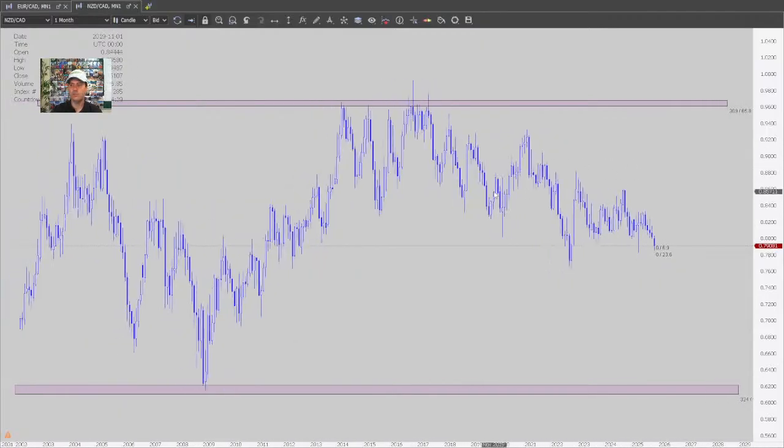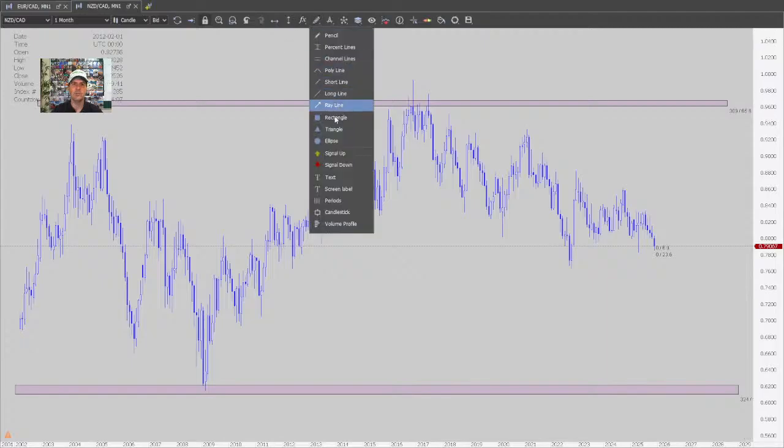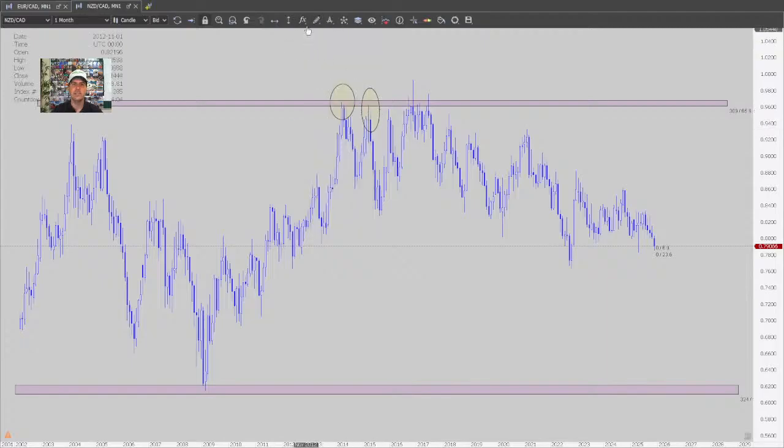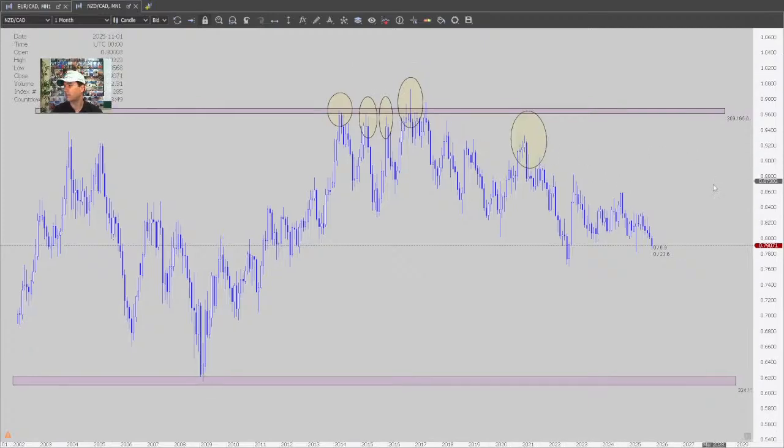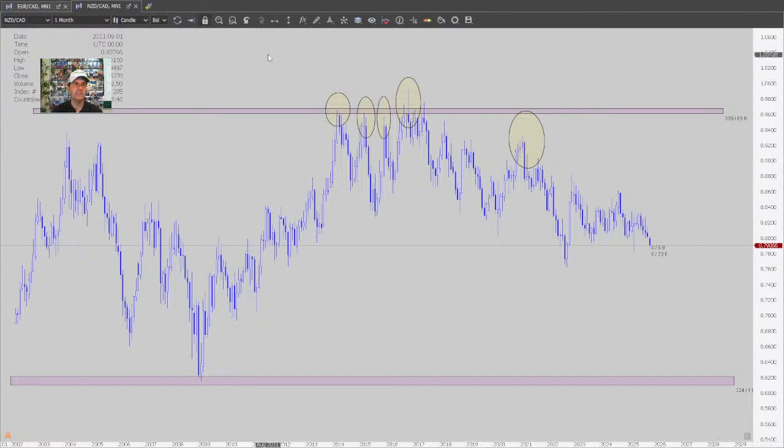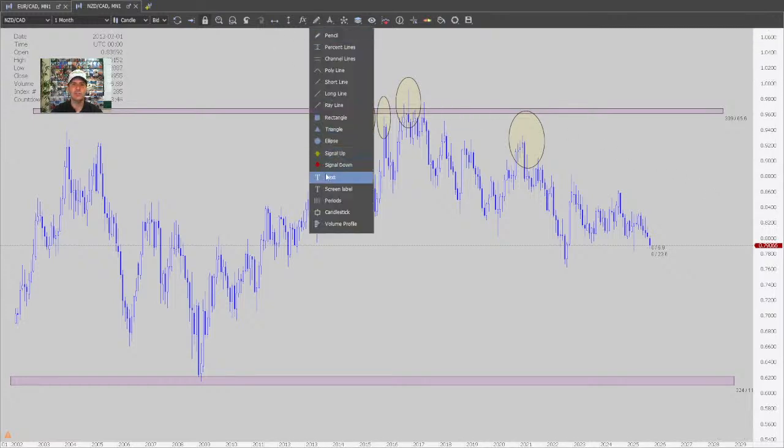Okay, everybody, so today we have how to find the original Fibonacci in a downtrend. Where would you start, everybody? Your A, would you start at the first circle, your A? Would you start at the second circle? The third circle? The fourth circle? Or would you start at the fifth circle, your A? Where would you start your down ABCD? NZD-CAD monthly chart today.